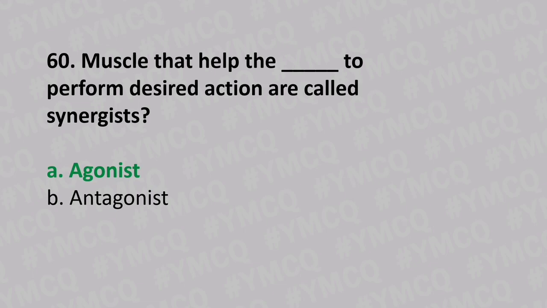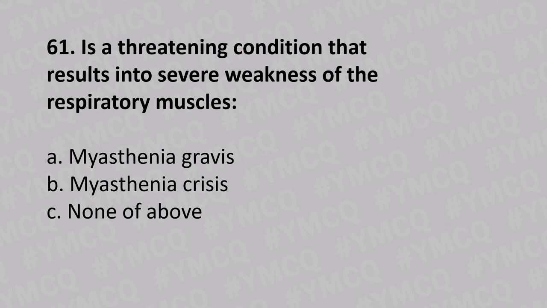Moving to our 61st question. What is a life threatening condition that results in severe weakness of the respiratory muscles? Option A, myasthenia gravis. Option B, myasthenic crisis. Option C, none of the above. And the answer is option B, myasthenic crisis.